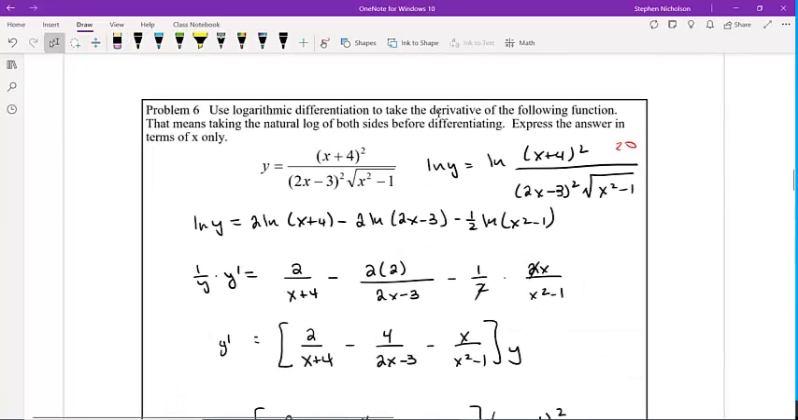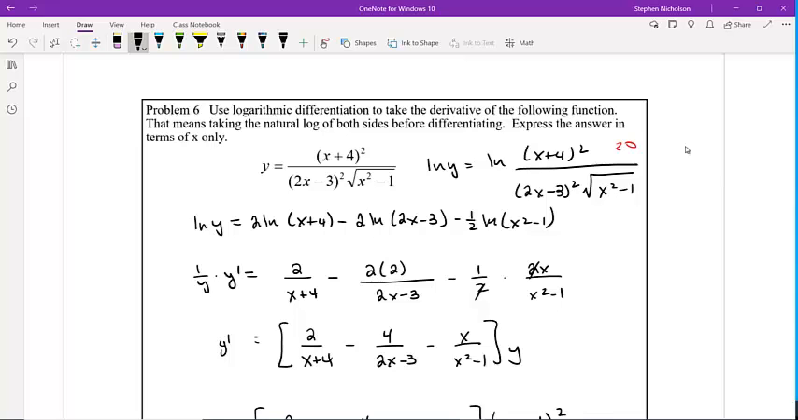So this one's like problem 4, except you have to use logarithmic differentiation, which means you have to take the logarithm of both sides. Then you can use the properties of logarithms to expand this out, which gives you this. Again, a fair number of you forgot this was in the denominator. So you have plus, but it should be negative.